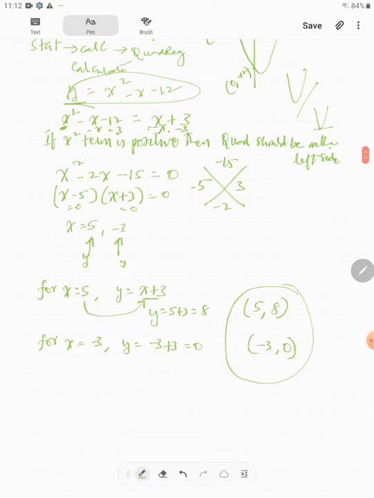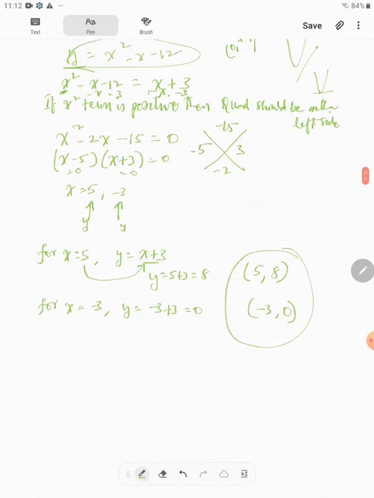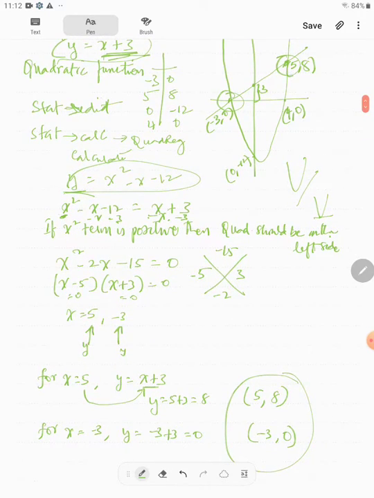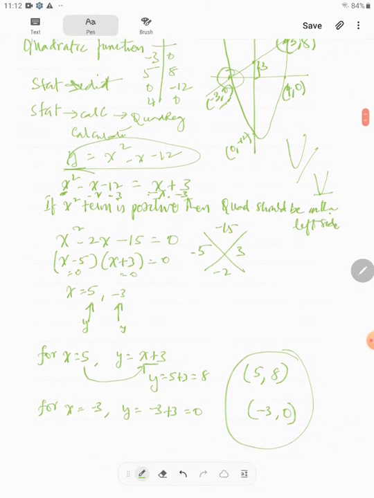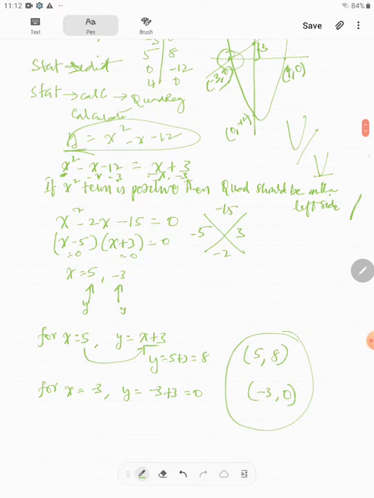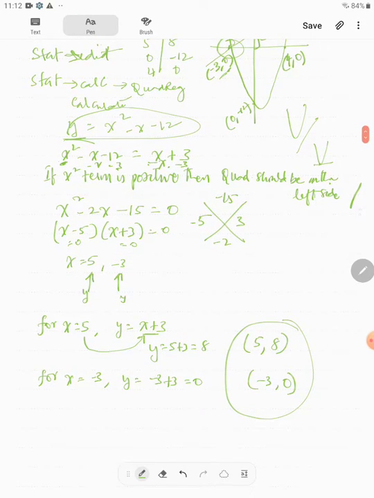So your answers must be in the form of coordinates. See, we got the same 5, comma 8 and negative 3, comma 0 from the graph also, right? So that's the concept behind this. Once you get the concept, I'm telling you, this is really easy to understand.